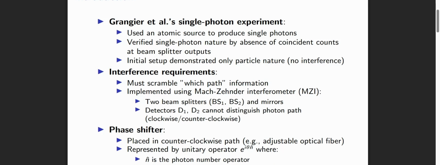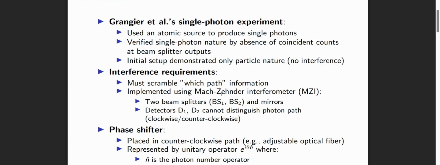Now, the requirement for interference, as you know, is that if one tracks the path of the photon, then there won't be any interference pattern observed. That means the requirement for interference is that it must scramble the which-path information, which must be hidden from us. We shouldn't know which path the photon is taking. That information should be hidden from us.